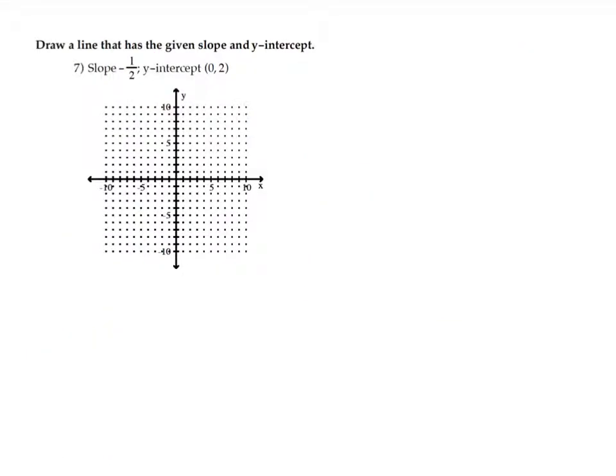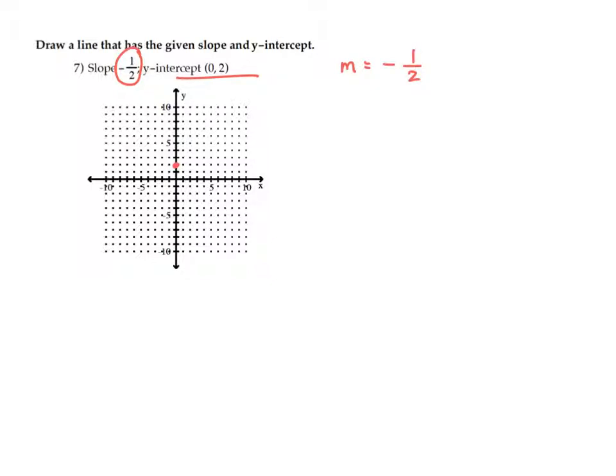Draw a line that has a given slope and a y-intercept. Always start with your y-intercept. So my y-intercept is 0, 2. That's that point right there. Then they say the slope is negative 1/2. Careful with that.